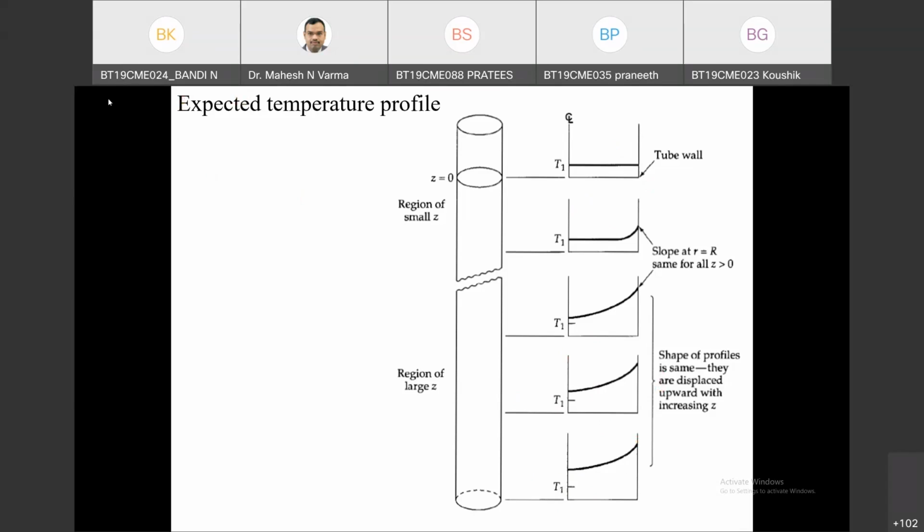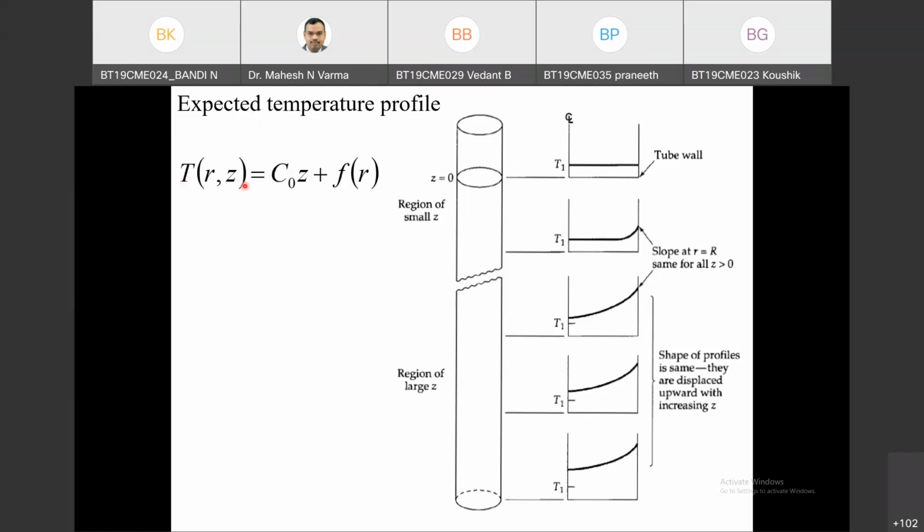Yes, sir. We see that with Z the profile is changing after some time. It's just moving upward. So we can assume that it will be linear with respect to Z, so maybe something like CZ. Very good. And with radius, sir, it will be parabolic, so it will be some function of radius, some f of r. Excellent.